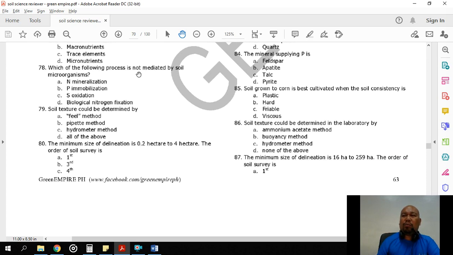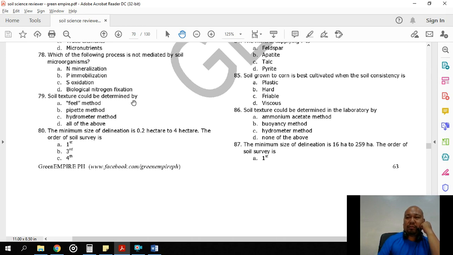Which of the following processes is not mediated by soil microorganisms? I'm not sure, to be honest, but I would say, no, I don't know. Biological nitrogen fixation. Microorganisms, good, since it's biological. Mineralization. To be honest, I don't know. Let's just go to the next number.